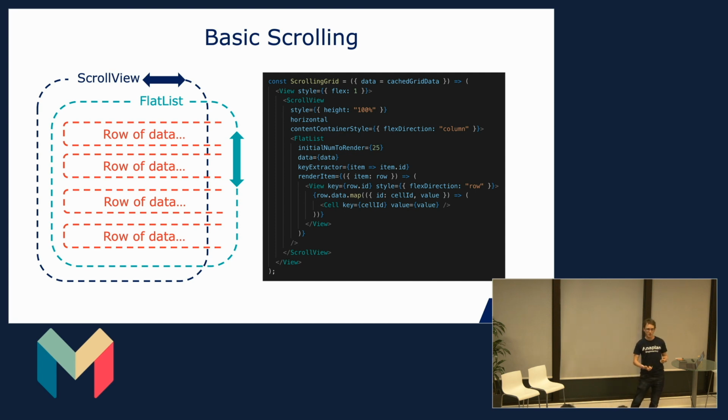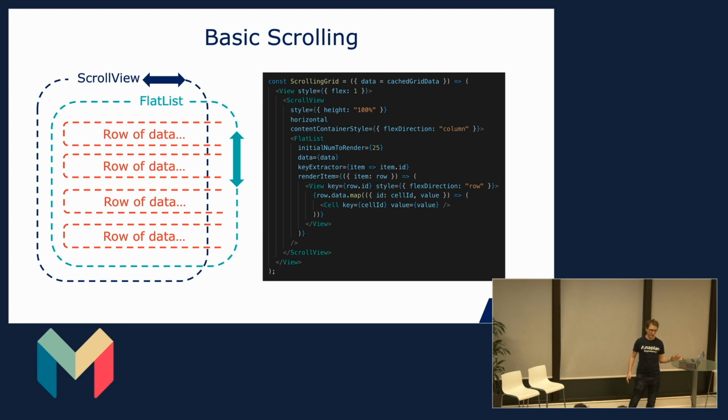We've got a scroll view wrapping everything, which is effectively our grid, and that allows us to scroll in the x-axis. That's letting us go left and right horizontally. And then we've got a flat list, which is going to render each of the rows, and that's what lets us scroll in the y-axis. That's letting us scroll vertically up and down. And the rest of it is exactly like my earlier static example.